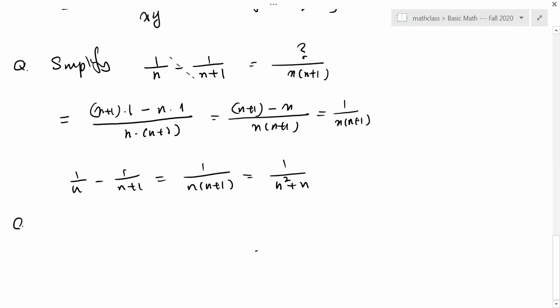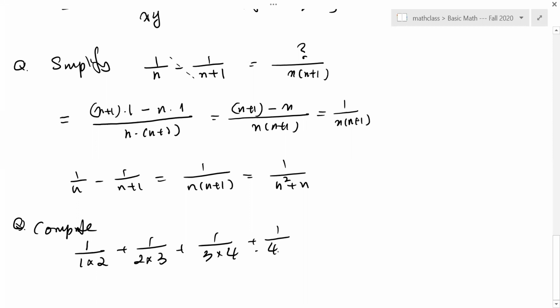All right, so let's see. Compute the following expression: 1 over 1 times 2, plus 1 over 2 times 3, plus 1 over 3 times 4, plus 1 over 4 times 5, and so on, up to the last term, 2020 times 2021. Now, how many terms do you have? 2020 terms. Can you add them together?